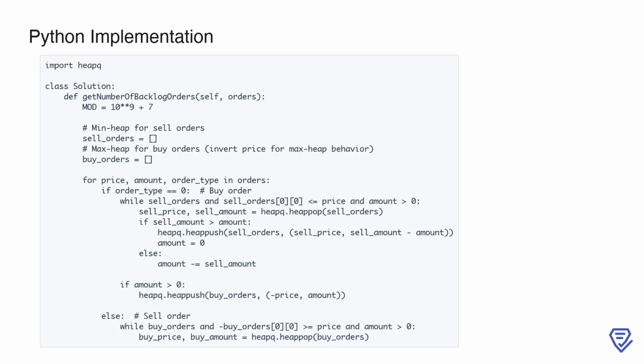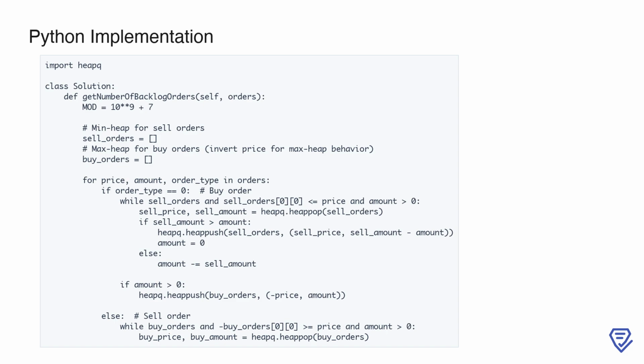Inside this method, we initialize a constant mod to handle the modulo operation later, as the problem requires results to be returned modulo 10 to the power of 9 plus 7. Next, we set up two heaps, cell_orders, which is a min heap to store cell orders, and by_orders, which is implemented as a max heap by inverting the price values. This inversion allows us to simulate max heap behavior since Python only provides min heaps by default.